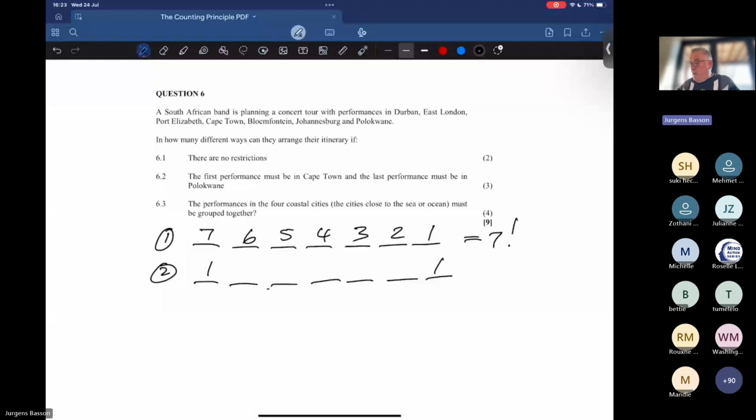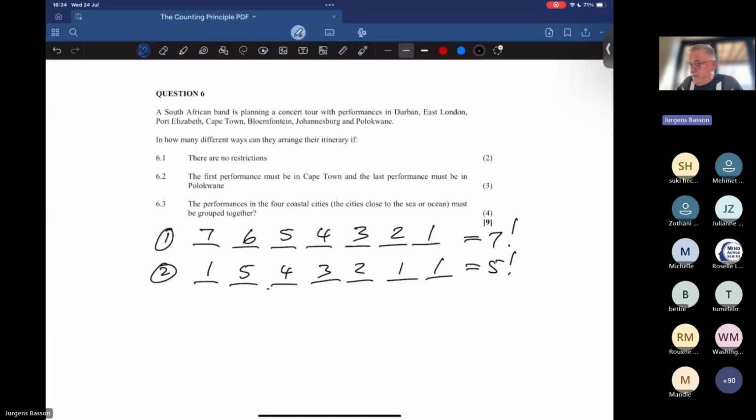That is only 1 and 1 in those positions. In between these 5, no restriction. So we place 2 cities. We've got 5 cities left, and that is 5, 4, 3, 2, and 1. And you will agree this is 5 factorial. Like I said before, this one and that one has got no impact.